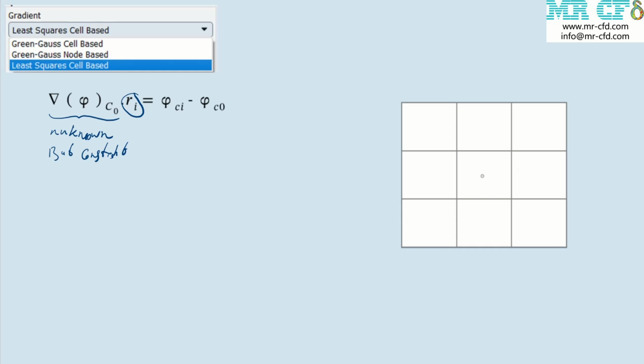Here, Ri represents the distance vector, decomposed into components along the grid directions, x and y directions in a 2D grid. The right-hand side is known and scalar. In 2D, the gradient nabla phi consists of components nabla phi i and nabla phi j.